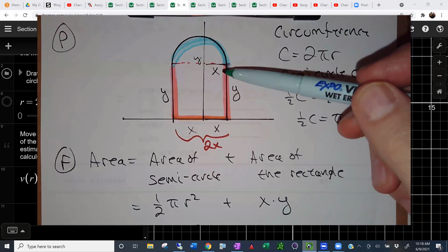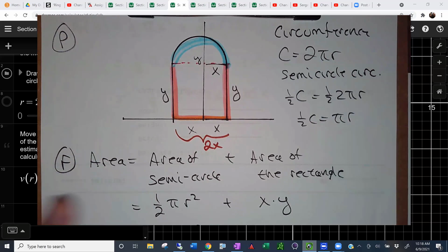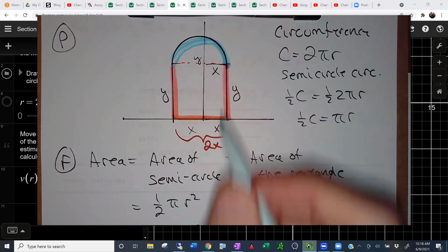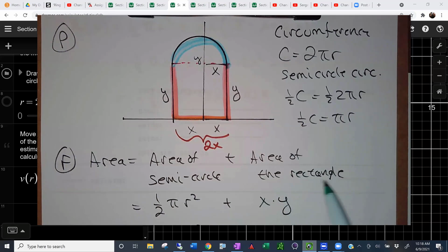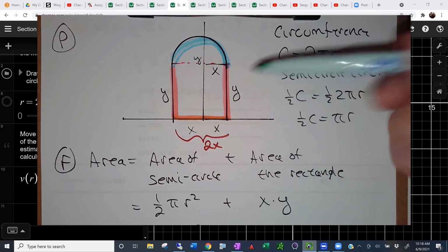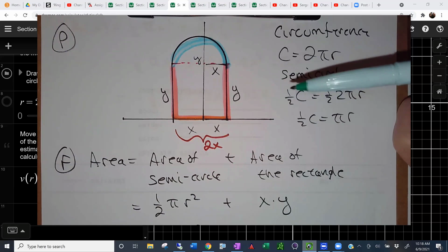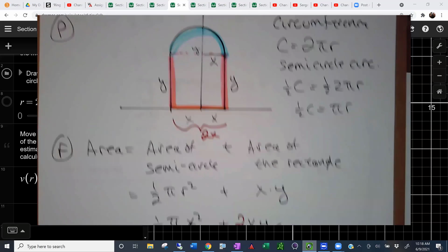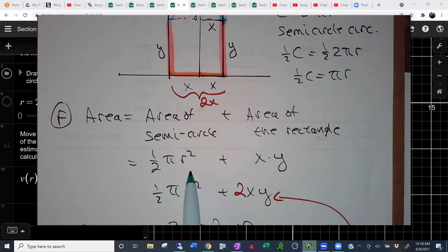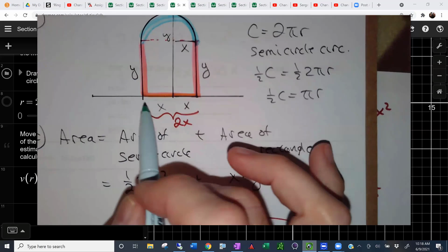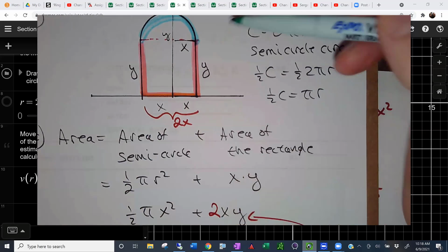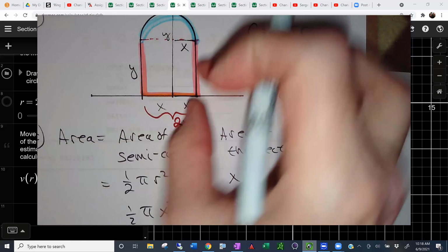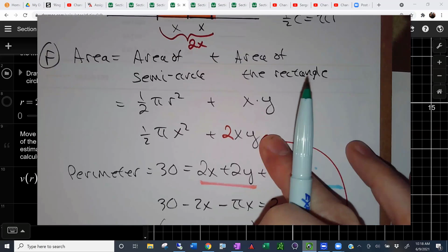After we've got our picture done, we're going to look at the area. The area is going to be formed from two things. You've got the area of a semicircle, which is up top, and the area of a rectangle. Now I just gave this a height of y, just to have something here. So the area of a semicircle is going to be 1/2 the area of a circle, or 1/2 pi r squared. The area of a rectangle is going to be 2x times y, the width of the base times y. So something like this.